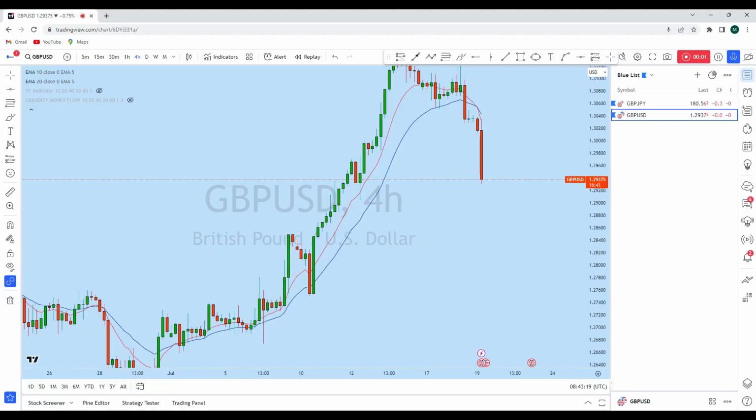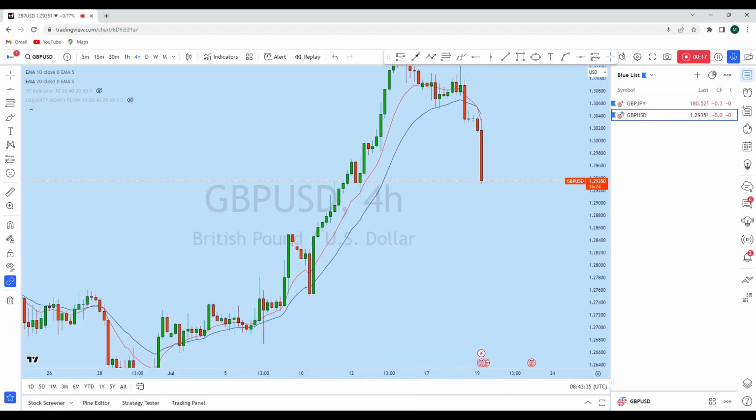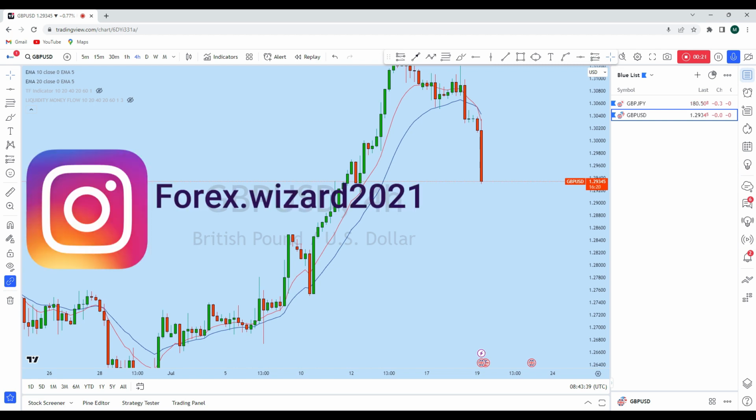Hello trader, I'm going to do a complete multi-time frame analysis on GBPUSD and GBPJPY. Let's see what kind of trading opportunity we currently have in both of these instruments. Now from the lower time frame perspective, we can see that GBPUSD and GBPJPY are currently showing significant trading opportunity.